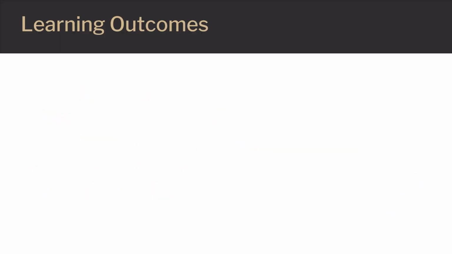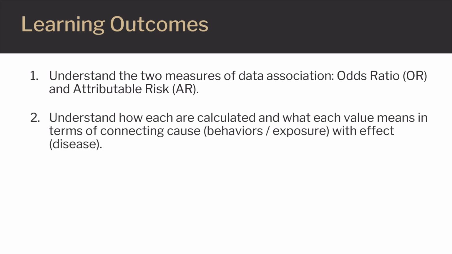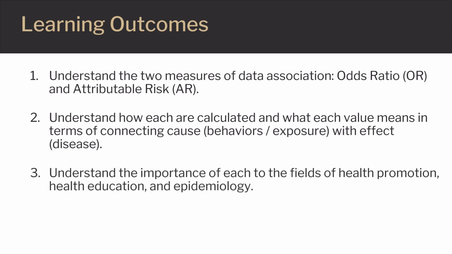The learning outcomes of this presentation are to: 1. Understand two of the more meaningful measures of association, an odds ratio and attributable risk. 2. Understand how each measure of association is calculated generally, and how each seeks to establish strength of association between varying levels of cause and effect. And 3. Understand how each type of measure effectively contributes to the diverse human and clinical science fields from health promotion to surveillance in epidemiology.